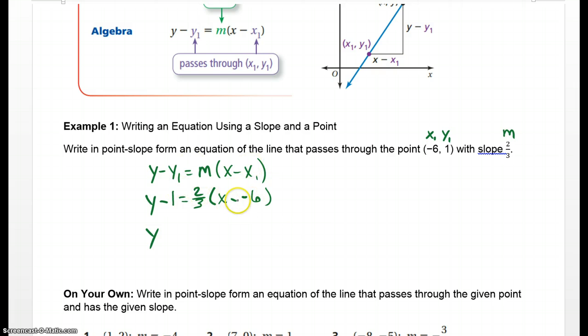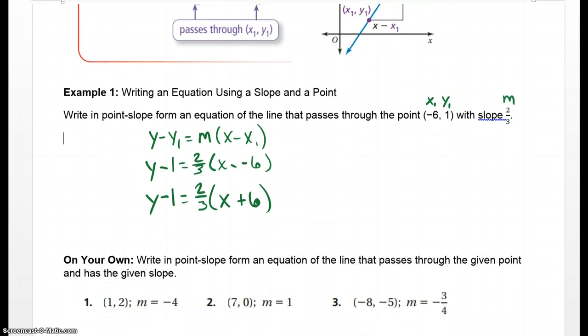Let's rewrite this and clean this up. We don't want minus and negative. So y minus 1 equals 2/3 times x plus 6. Minus a negative would be plus. Okay, and we want to leave it in that format. And that's it. That is an equation written in point-slope format.